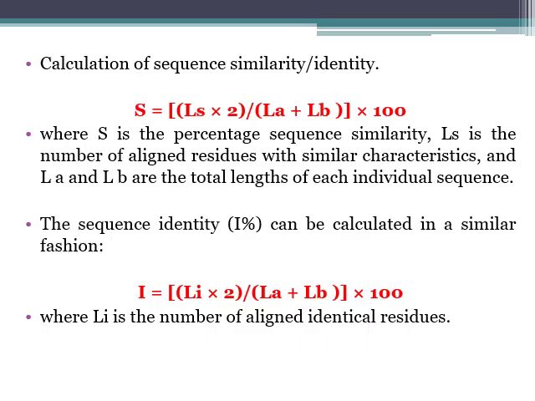Then there is another formula to determine the sequence identity, that is I%. It can be calculated by the formula I = (Li × 2 / (La + Lb)) × 100. Now here only one term is different, that is Li. Li is the number of aligned identical residues. In the upper formula for similarity, Ls is the number of similar residues, while in the calculation of percent identity, Li represents the number of aligned identical residues.